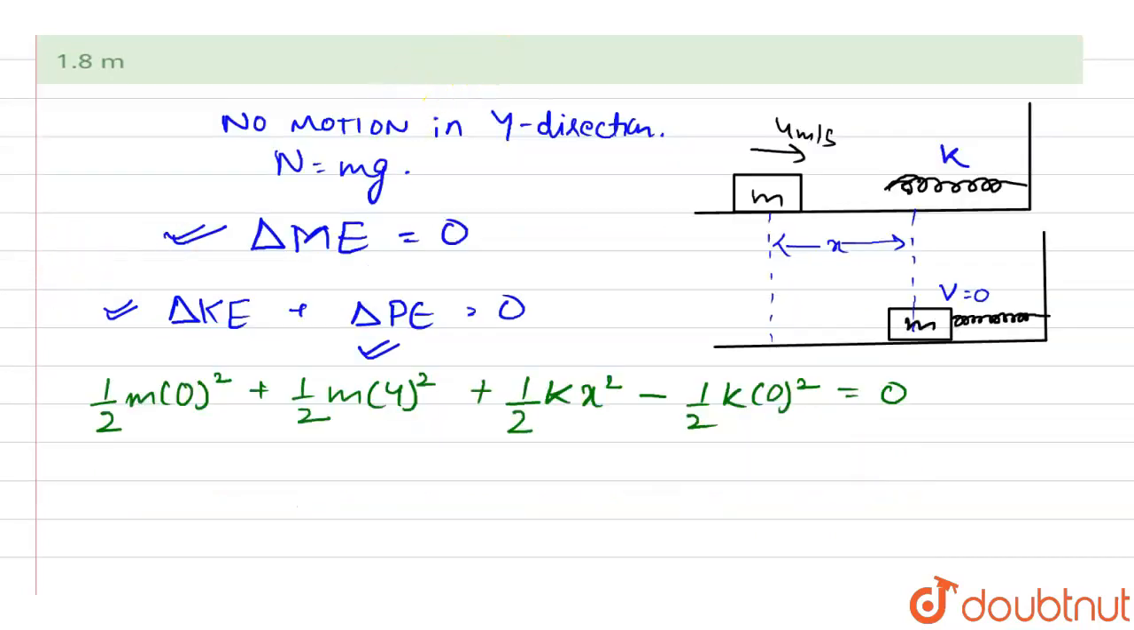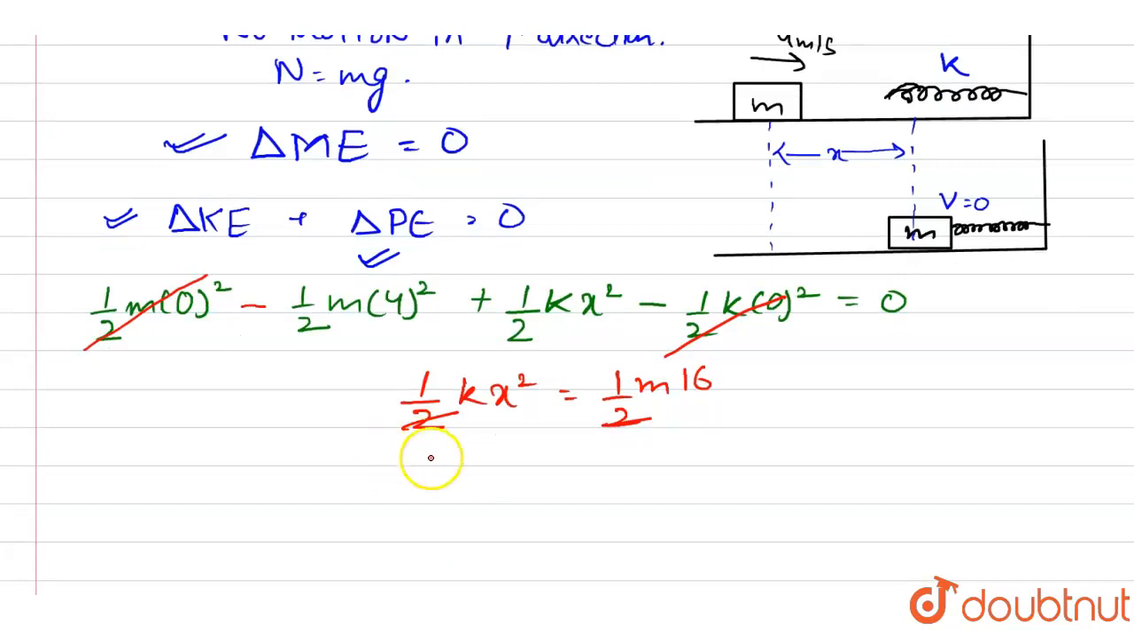Now the terms with 0 will turn out to be 0, so these two terms are remaining. Sorry, there will be a minus over here. Final minus initial. So it will come out to be half kx square is equal to half m into 4 square, 16. So this 2 and 2 cancel out.